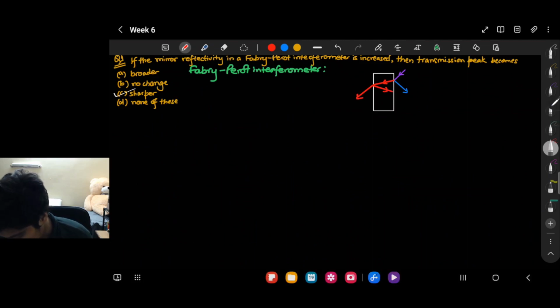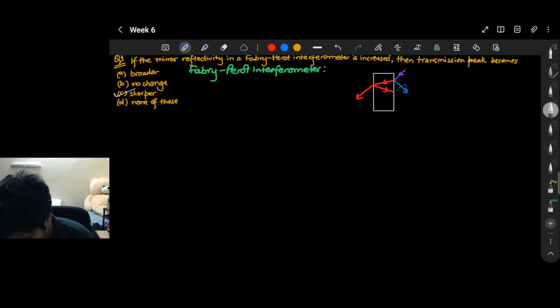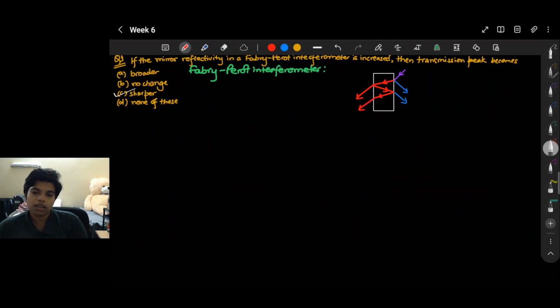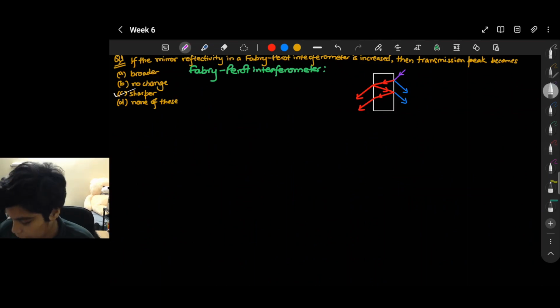And again, at this first interface, what you would see is part of it would get transmitted out and part of it would get reflected back again. And again, at this interface, part of it will get transmitted, and so on and so forth. We would have infinitely many such rays which are reflected and transmitted. Of course, the intensity would fall off with each successive reflection and transmission by a factor of the reflection coefficient or the transmission coefficient. But for now, let us look at these many rays.